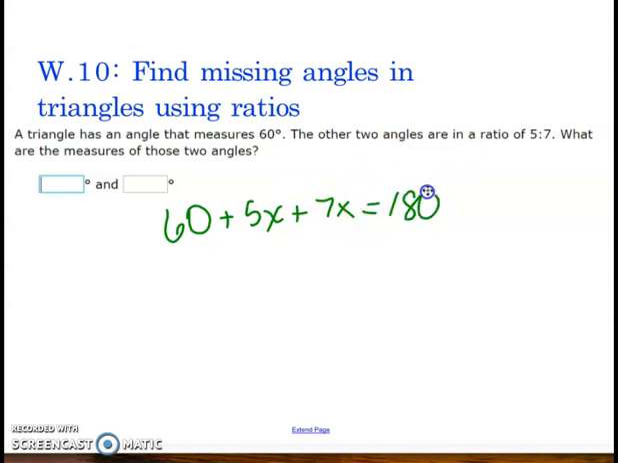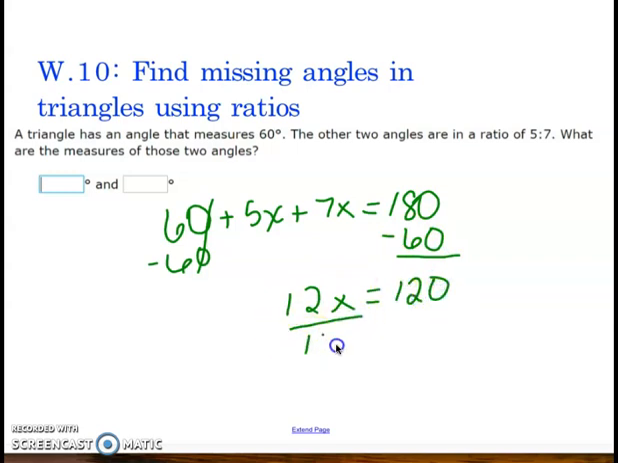And we know every triangle is 180 degrees. So I subtract 60 from both sides and I get 12x equals 120. I divide by 12 and I get x to equal 10. Okay, so I'm not done.